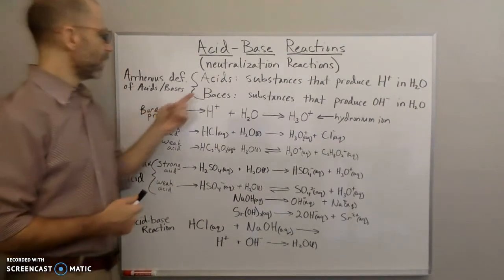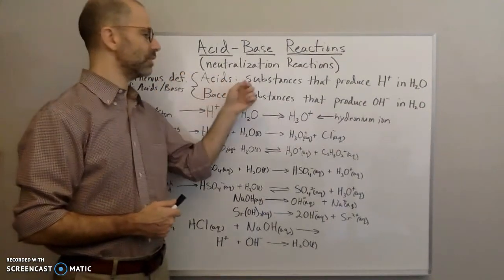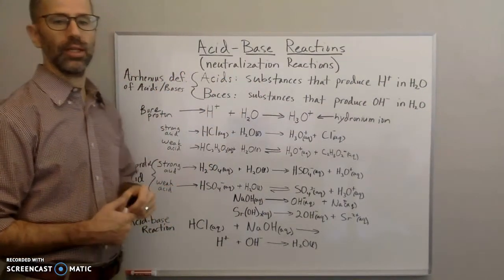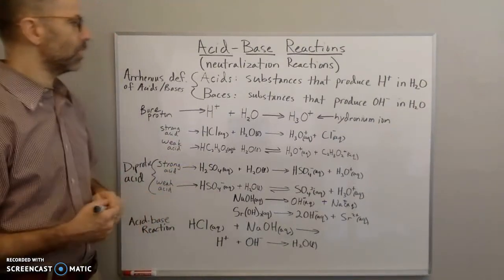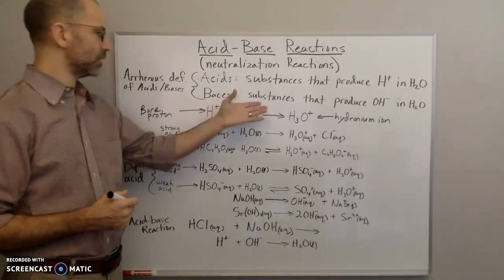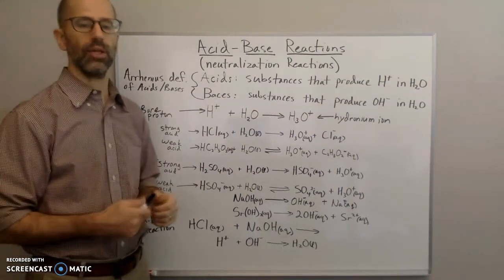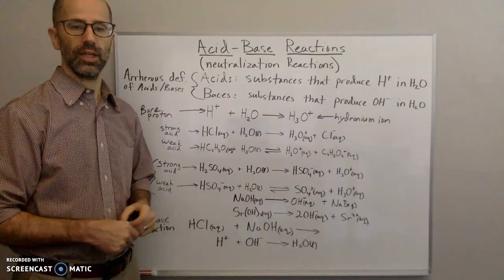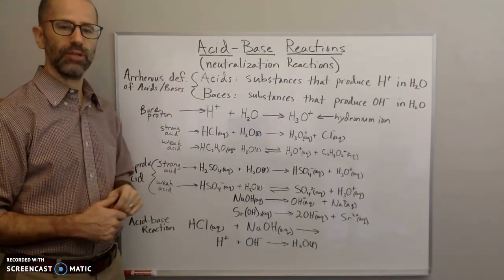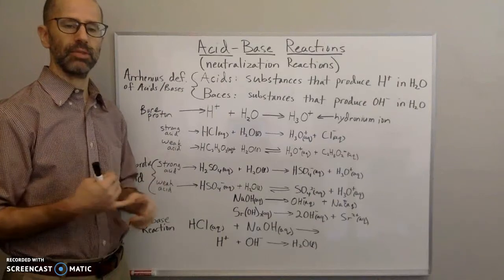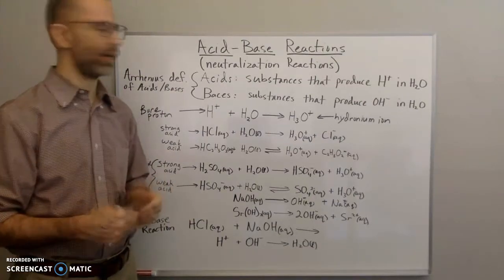So acids, according to the Arrhenius definition, are substances that produce an H plus when you throw them in water or in aqueous solution. Bases are substances that are going to produce a hydroxide ion, OH minus, in water or in aqueous solution. And so those are going to be our definitions of an acid and base. An acid is something that produces H plus, and a base is something that produces hydroxide ions.